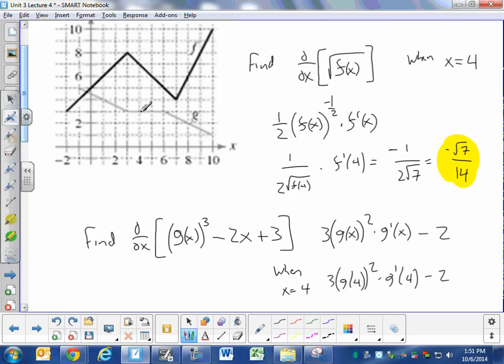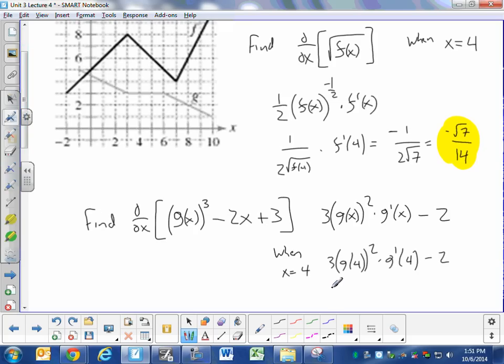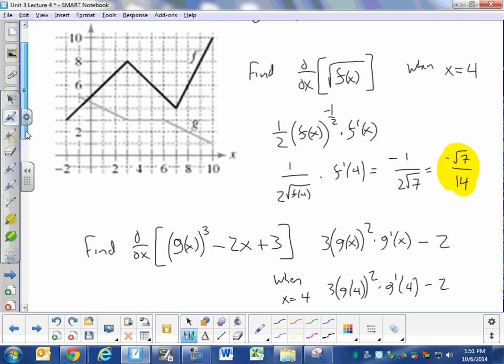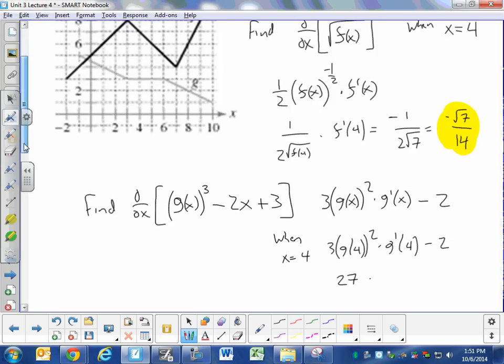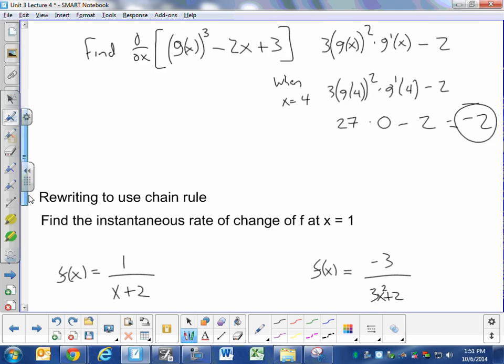G of 4 is 3. So 3 times 3 squared, that's 27. Times g prime of 4, well, that's just 0. So my answer is just minus 2. Okay?